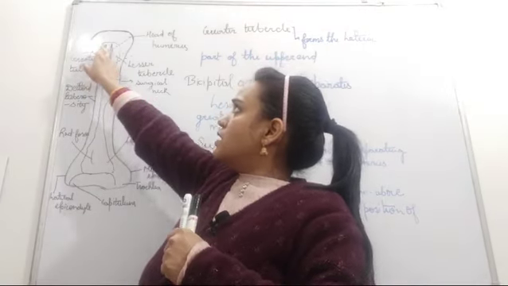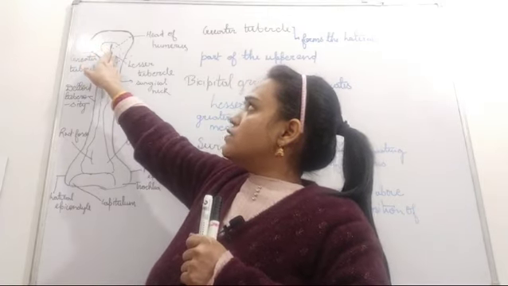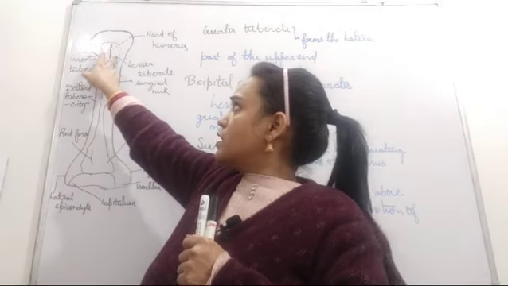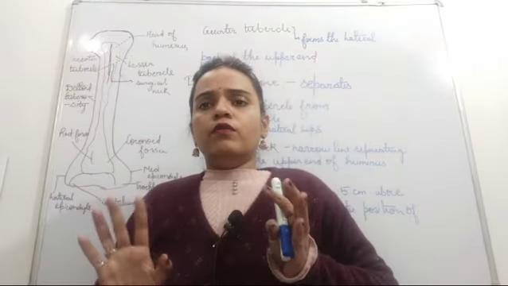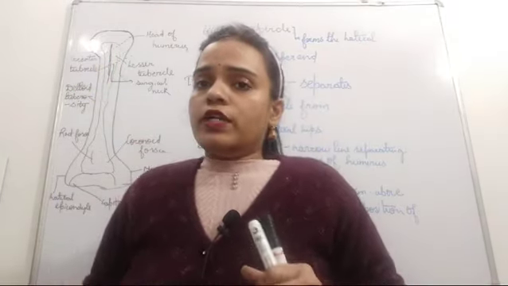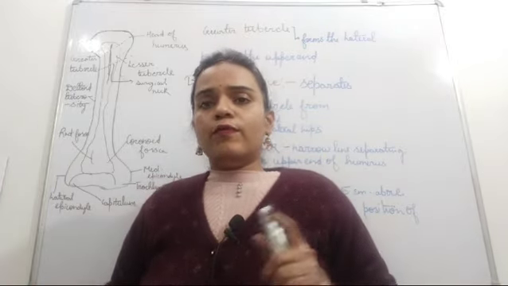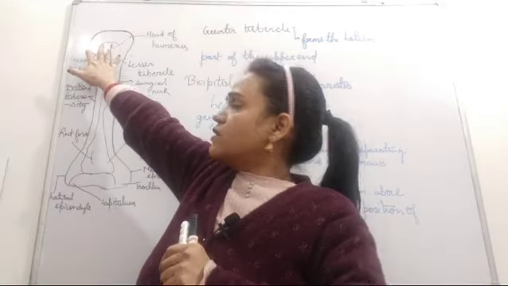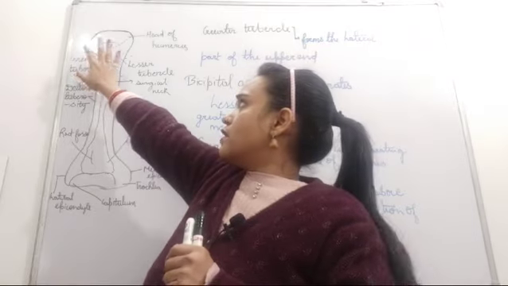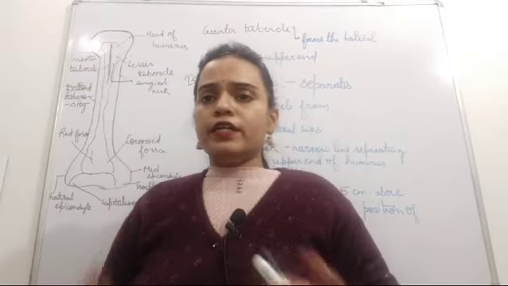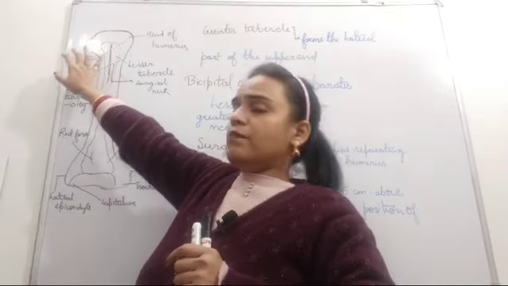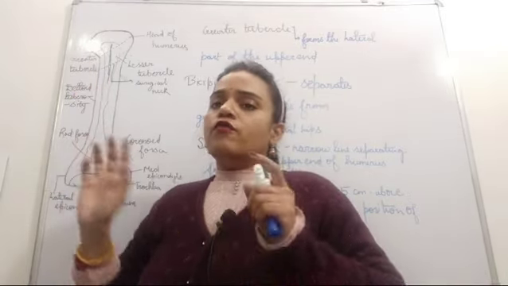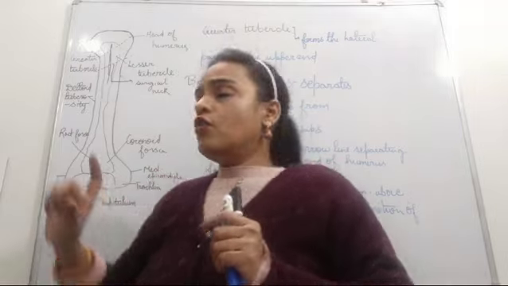You can find the lesser tubercle somewhere here medially, while the greater tubercle will be found laterally. Now what is the intertubercular sulcus or bicipital groove? The bicipital groove is found somewhere here in the mid of the greater tubercle and the lesser tubercle, and it separates the greater tubercle from the lesser tubercle.